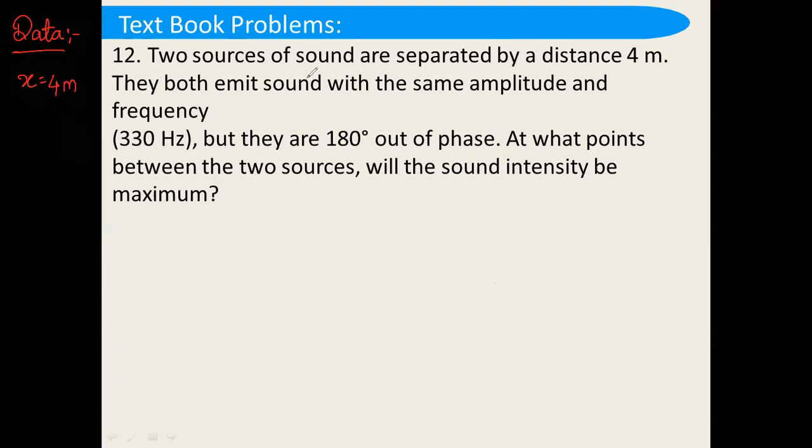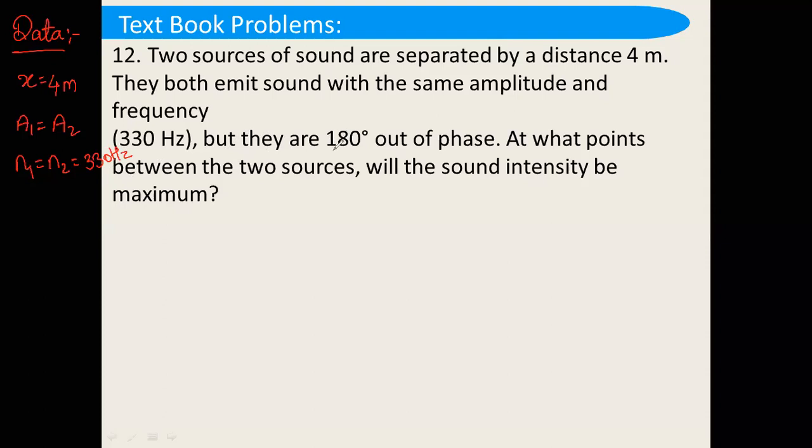They both emit sound with the same amplitude, so the amplitudes are the same: A1 is equal to A2. And the frequencies are also the same, that means N1 is equal to N2, which is equal to 330 hertz. So the frequency is the same, but they are 180-degree out of phase.